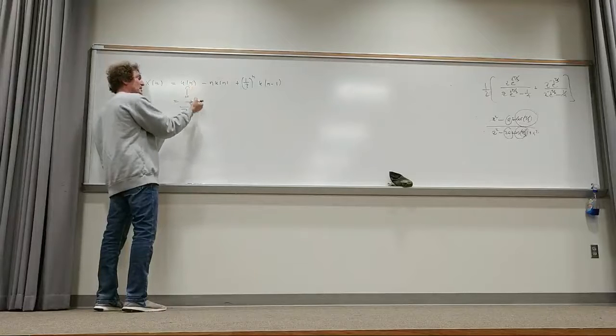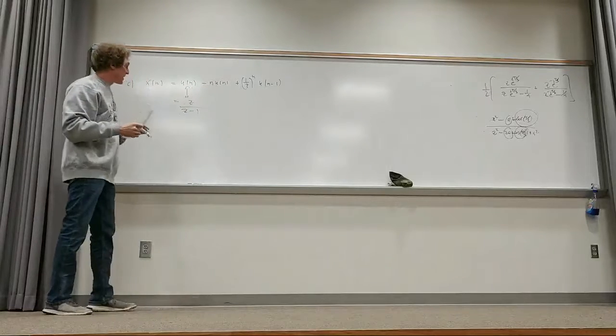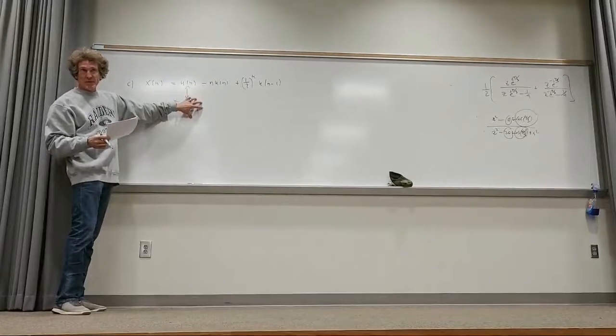U of n is like x of n goes to this. Therefore, n times u of n is the derivative of this with respect to n.